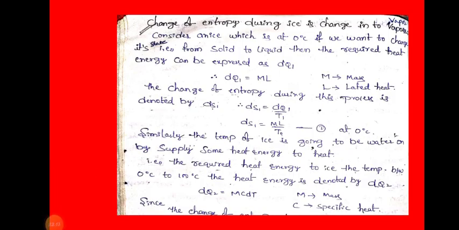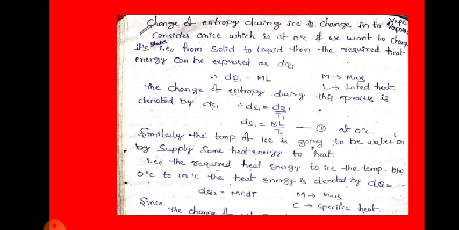I will again explain the change of entropy during ice changing into vapor. Consider an ice which is at 0 degree centigrade. If we want to change its state from solid to liquid, then the required heat energy can be expressed as dQ1. Therefore dQ1 is equal to mL, where m is the mass and L is the latent heat. The change of entropy during this process is denoted by dS1, that is dS1 is equal to dQ1 by T. Therefore dS1 is equal to mL by T0. This is equation number 1, at 0 degree centigrade.